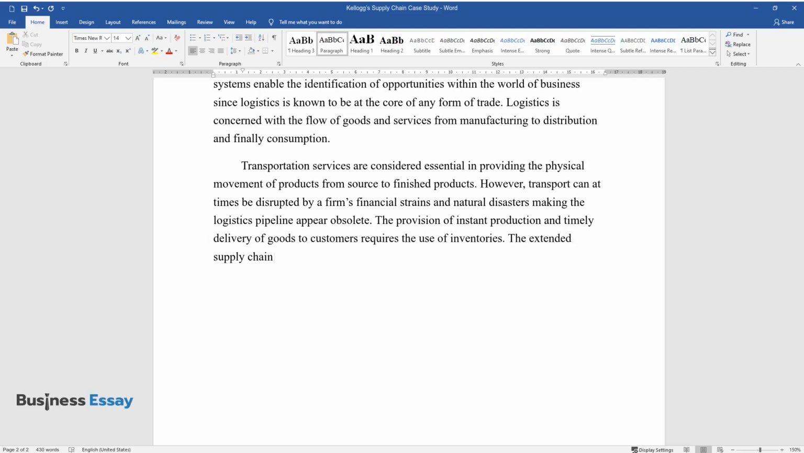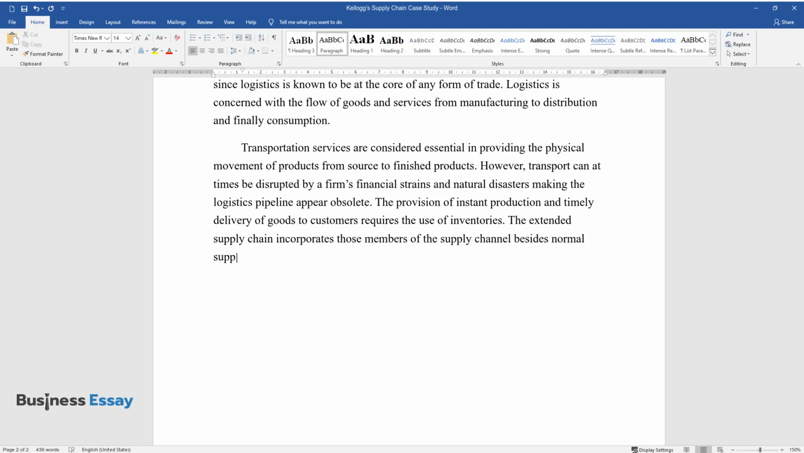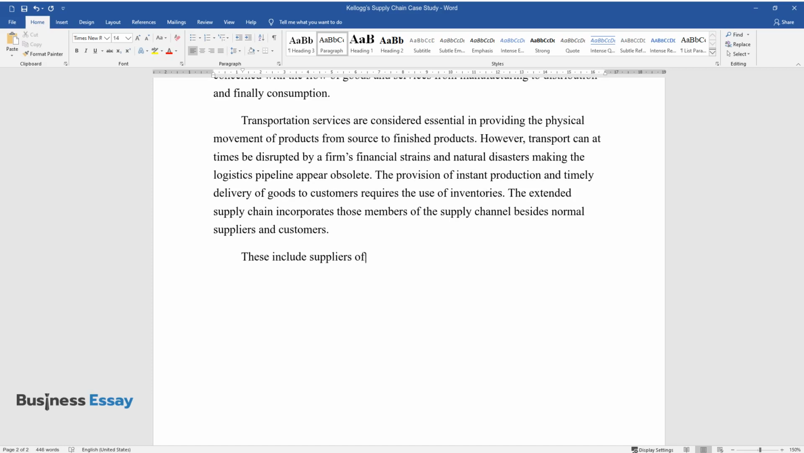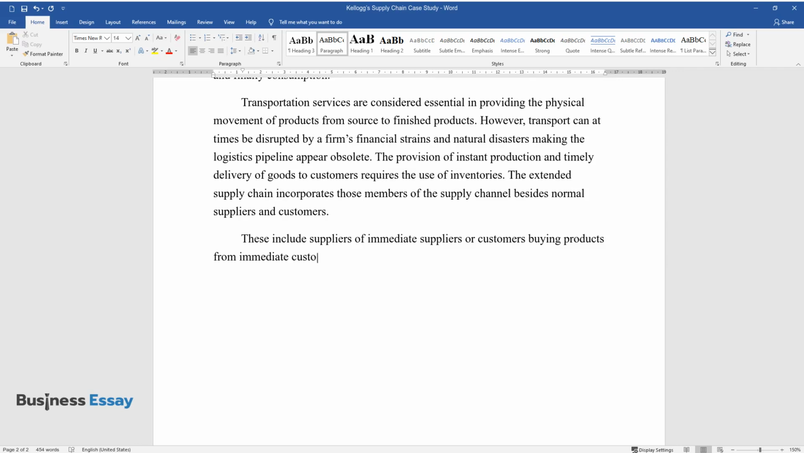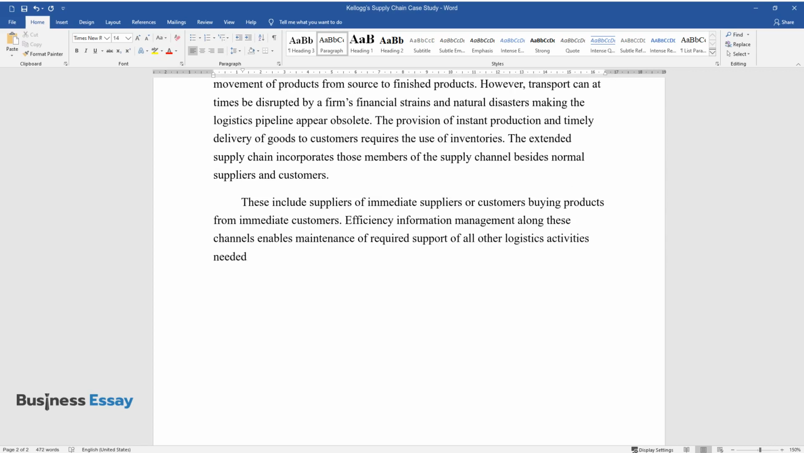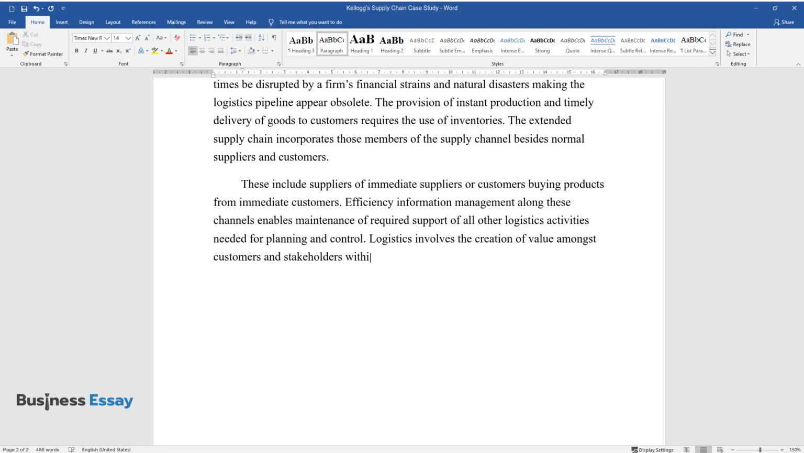The extended supply chain incorporates those members of the supply channel besides normal suppliers and customers. These include suppliers of immediate suppliers or customers buying products from immediate customers. Efficient information management along these channels enables maintenance of required support of all other logistics activities needed for planning and control. Logistics involves the creation of value amongst customers and stakeholders within the chain of production and supply.